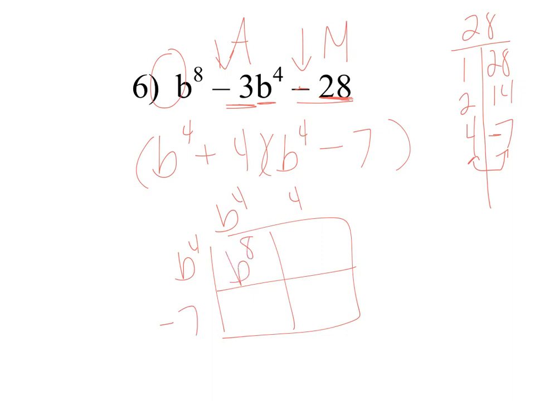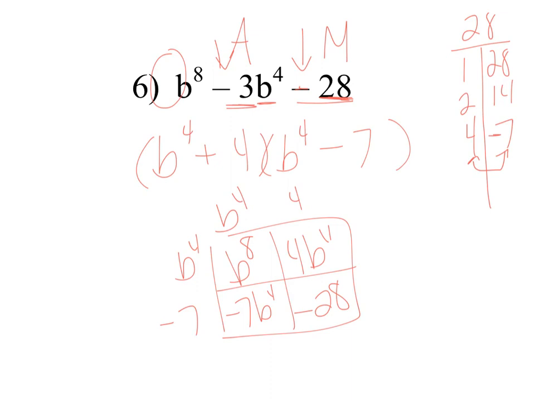So this is b to the 8th, 4b to the 4th, negative 7b to the 4th, and then negative 28. Does all this work out? B to the 8th, yeah, negative 28, yeah, and these two added together, negative 7 and a positive 4, is a negative 3.